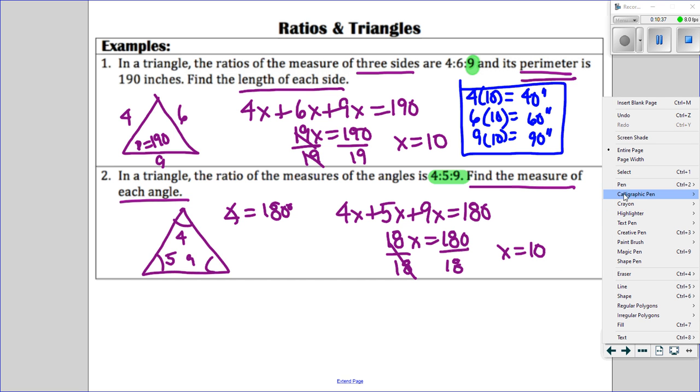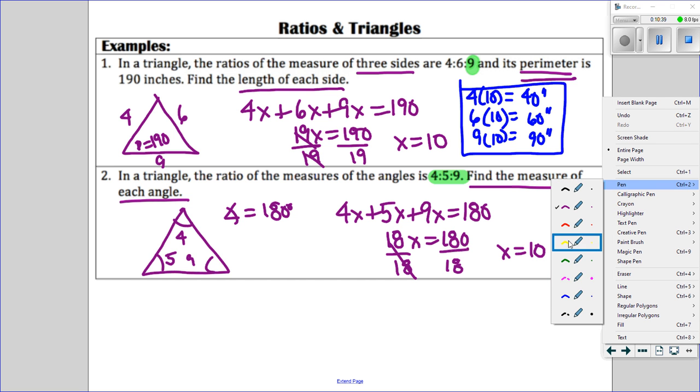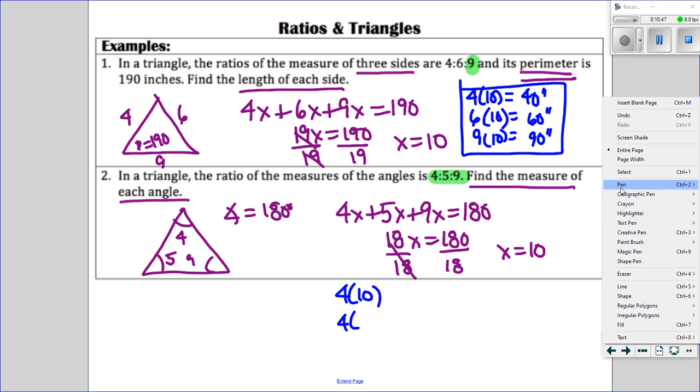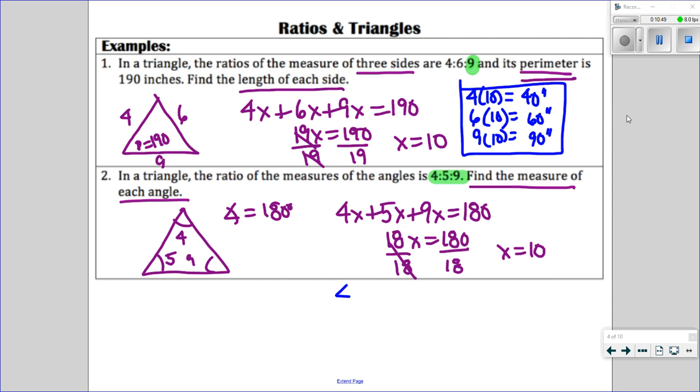But we are not done. We need to find the angles. So that means we plug in 10 to wherever there is an x. Let me go back and do that again. And then we simplify and find our angle measurement. So we got 40 degrees, 50 degrees, and 90 degrees. And if you add them all up, it gives you 180.